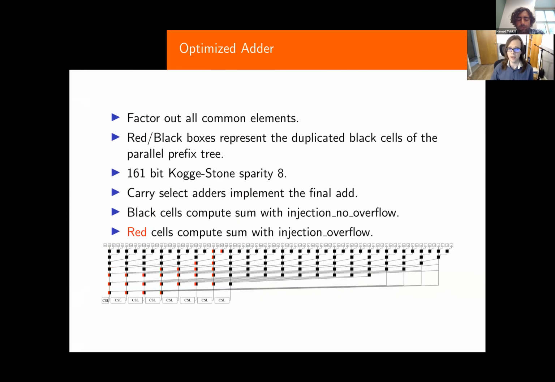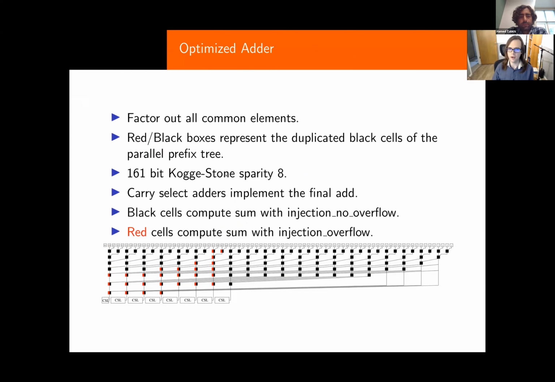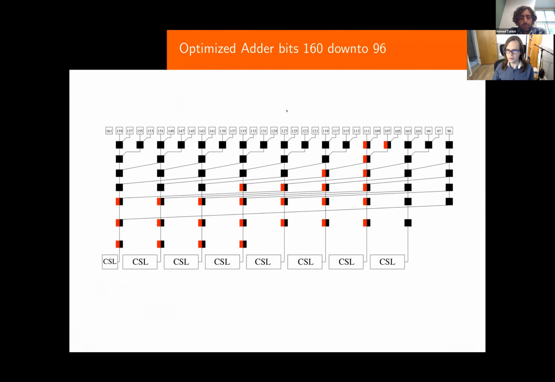So what does our optimized adder look like? First of all, we did a lot of experimentation to find the optimal architecture for the adder for this multiplier. We found that to be a Kogge-Stone with a sparsity of 8. The parallel prefix tree has partial duplication of some of the black cells that are part of the adder, and those are shown in red. The red cells are the ones computing the overflow, and the black cells are the ones computing the no overflow. This is just a zoomed in version of that. You can see that there really aren't that many additional cells added to the design, despite the fact that we have two separate sums.